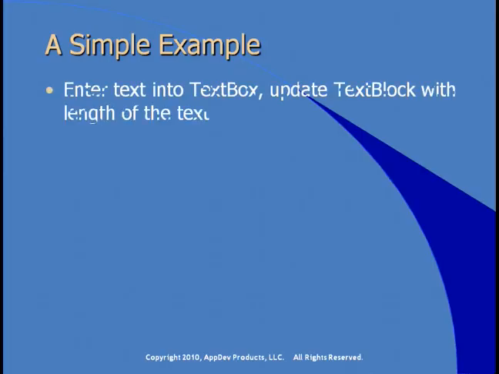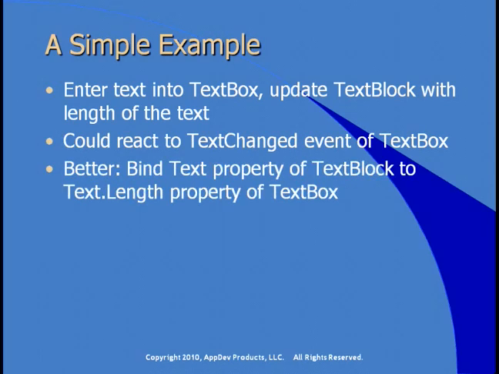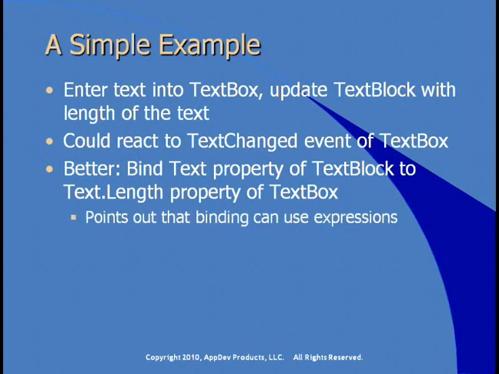Here's another simple example. Perhaps you want to enter text into a text box and update a text block with the length of that text. You could react to the text changed event of the text box, but better is to bind the text property of the text block to the text.length property of the text box. This also points out that binding can use expressions. Text.length is a perfect thing to bind from into the text property of the text block.